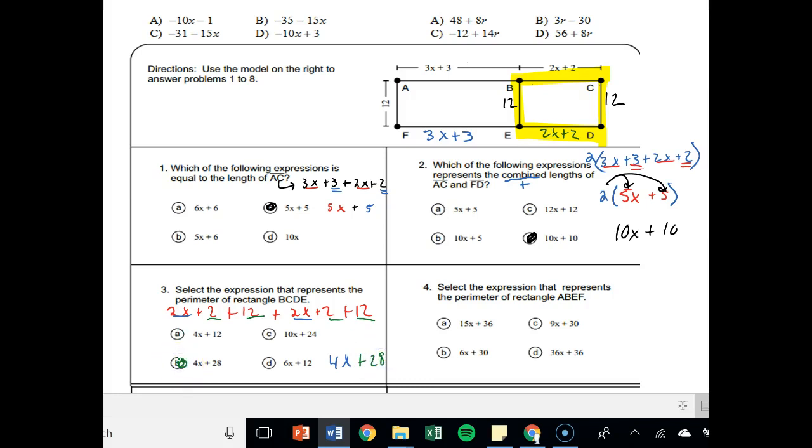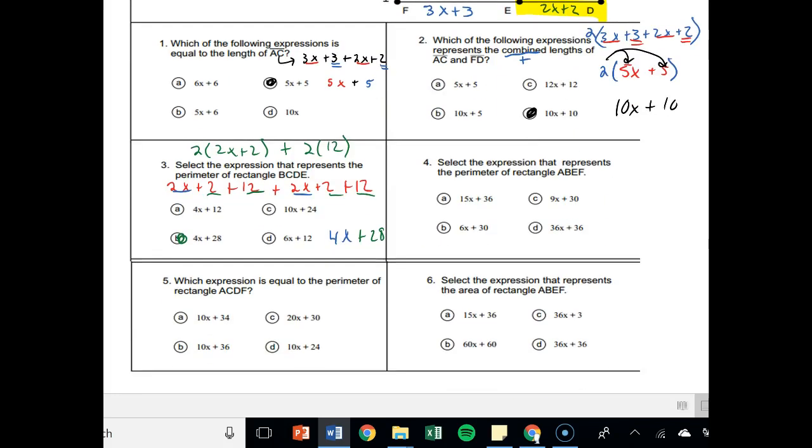There's an easier way to do this. Instead of writing it all long, since I have 2 of the 2x plus 2's, I could say 2 times 2x plus 2 plus 2 times, how many 12's do I have? I have 2 12's, right? And you're going to actually get the same exact answer if you use the distributive property and work it out that way. You'll still get 4x plus 28.